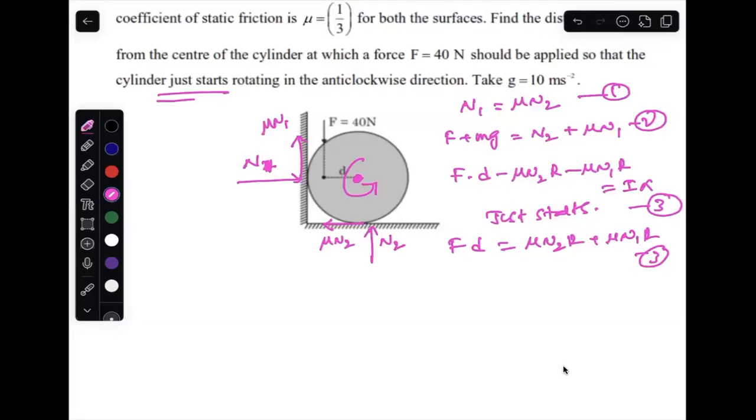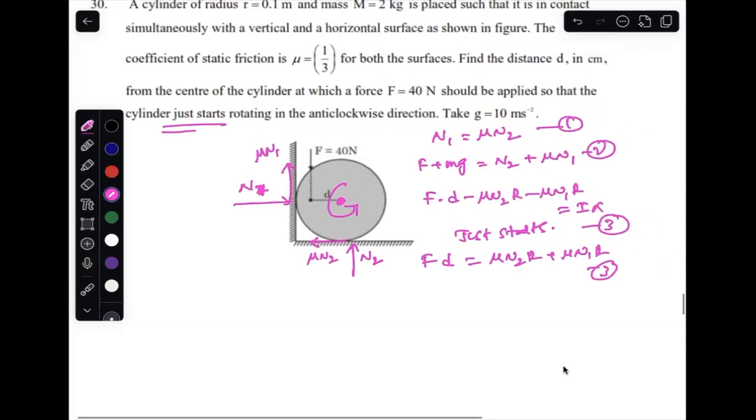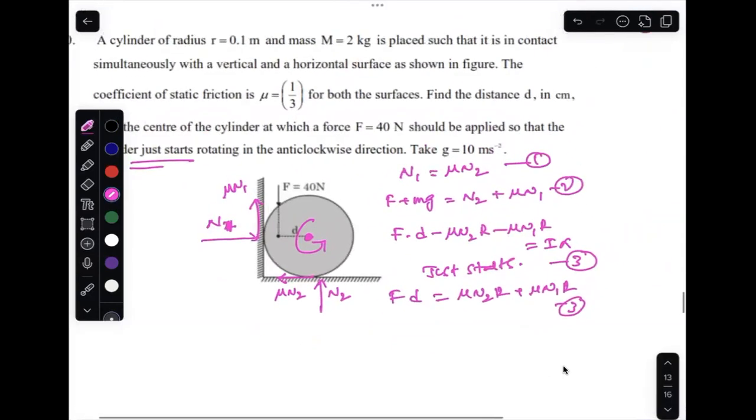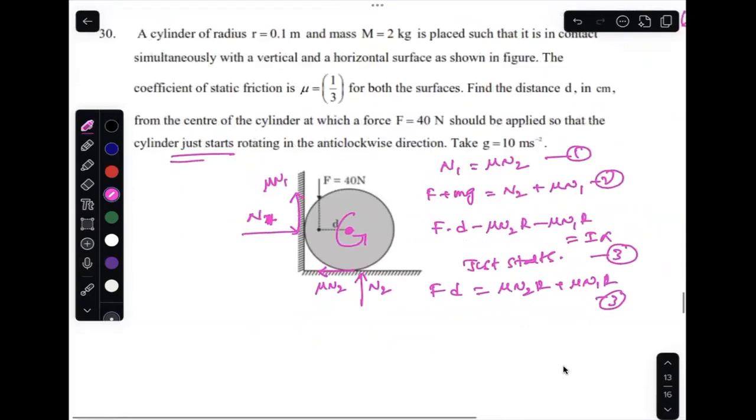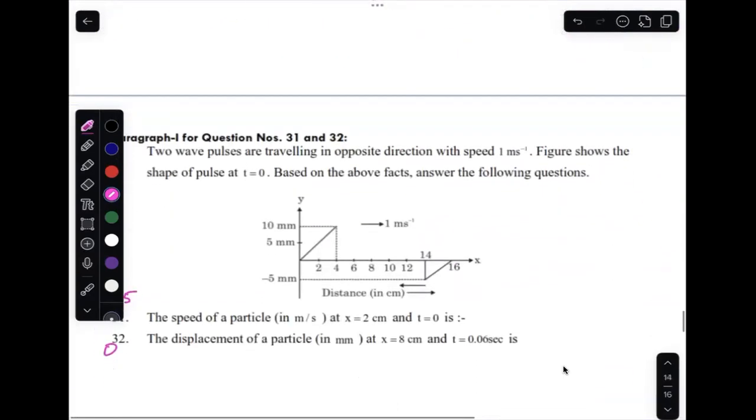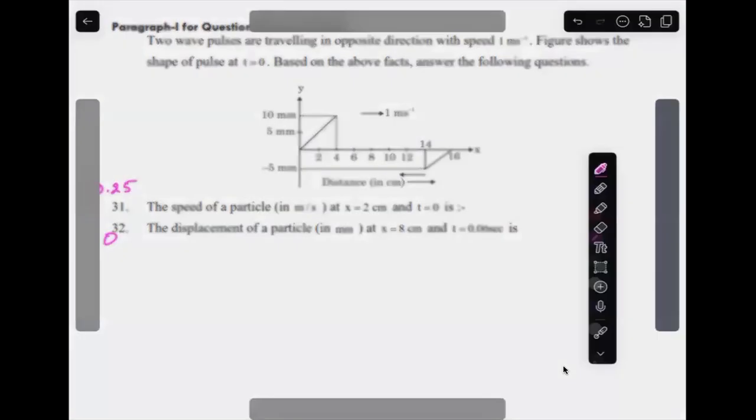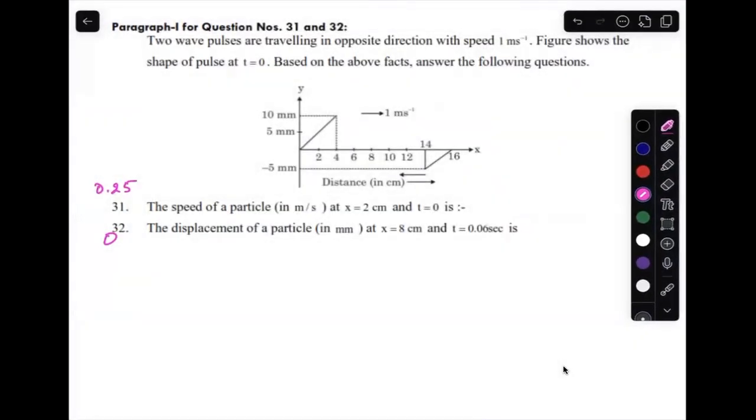So as mentioned, by properly doing all these calculations, you will get the answer as 6 for this. The value of d you will get as 6. Both are simple questions actually. Not many calculations are involved.